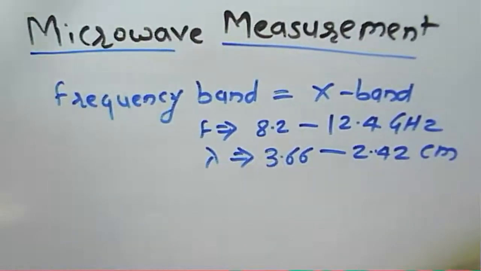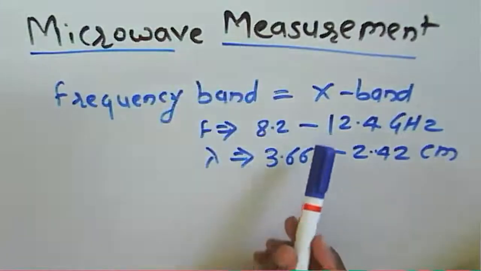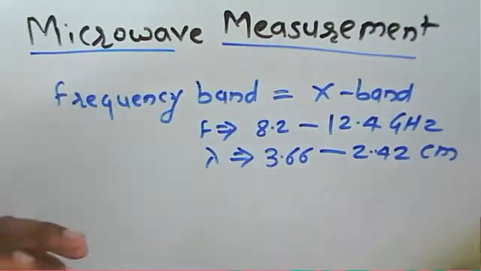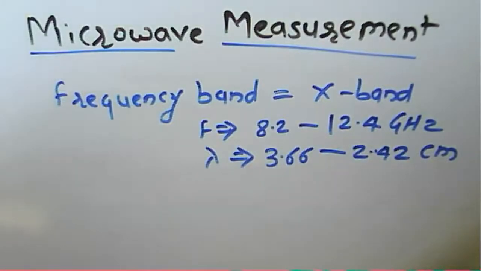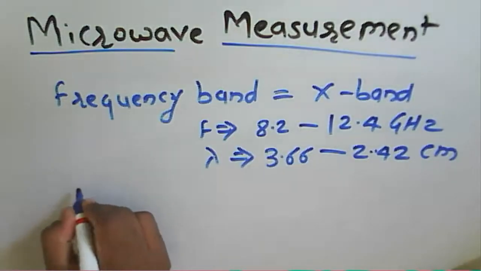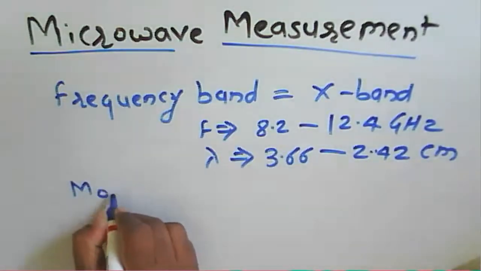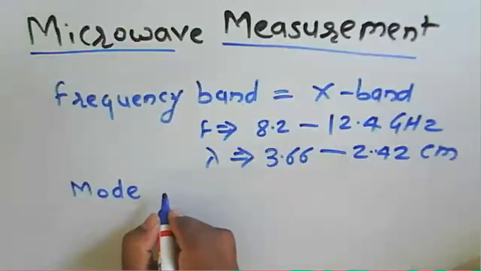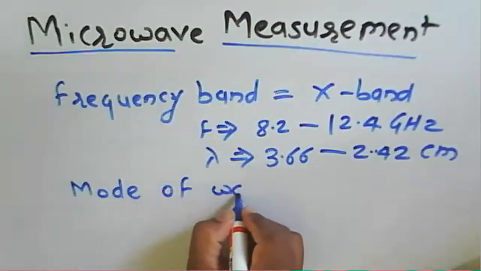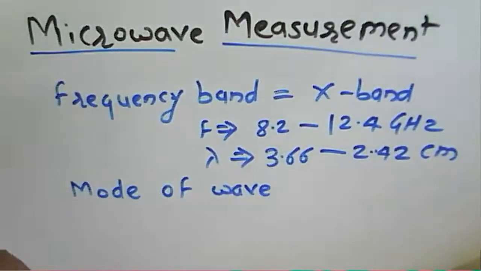So what will be the wavelength? Because we are supposed to calculate that for a given particular band. In this case, we should know what will be the frequency band of operation for the given particular microwave bench. Then for the measurement, we are supposed to know what is the mode of wave. We say that the wave is propagating through the guide. So what will be the mode of the wave?